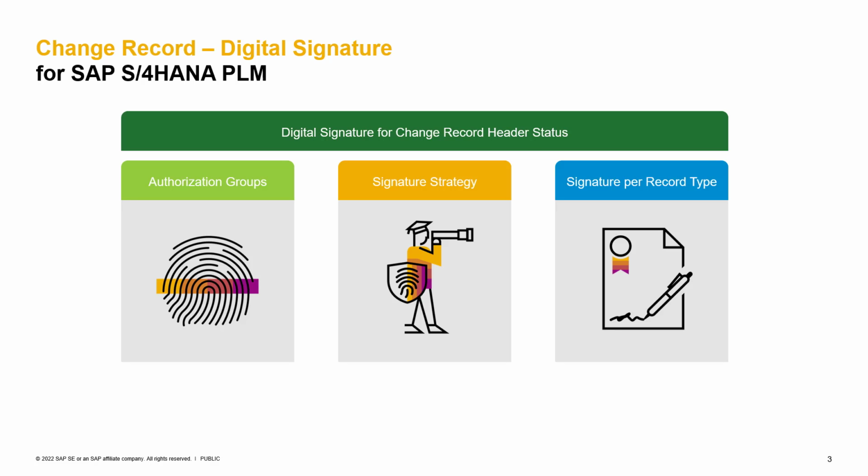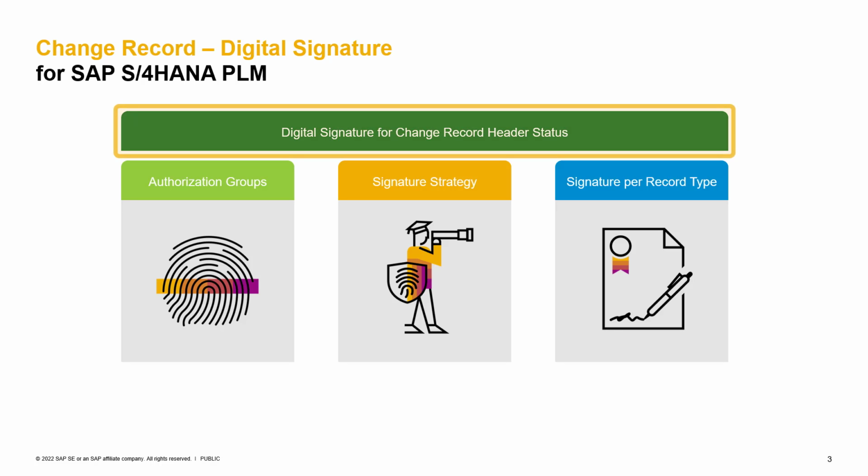In general, we have to maintain three different kinds of options to run the digital signature: the authorization groups of the digital signature, the digital signature strategy, as well as the setup of the strategy per change record type and user action.